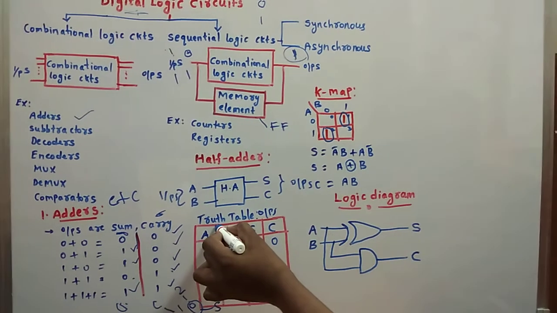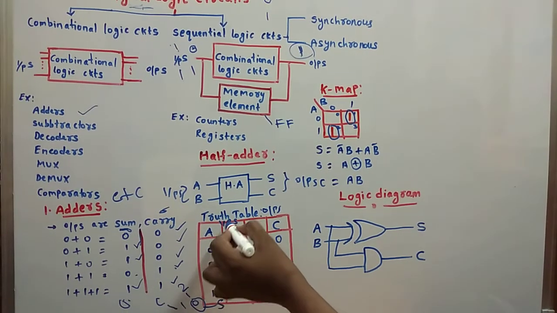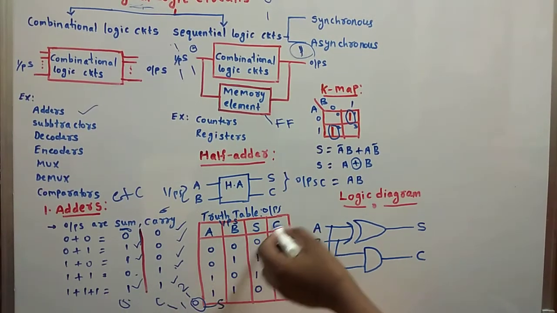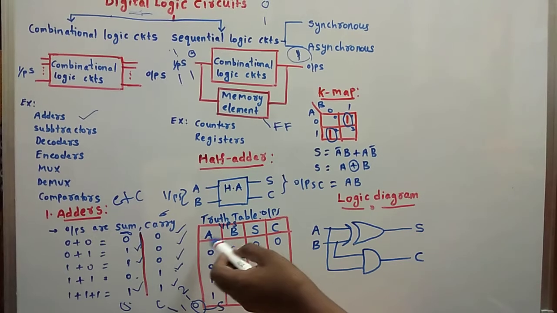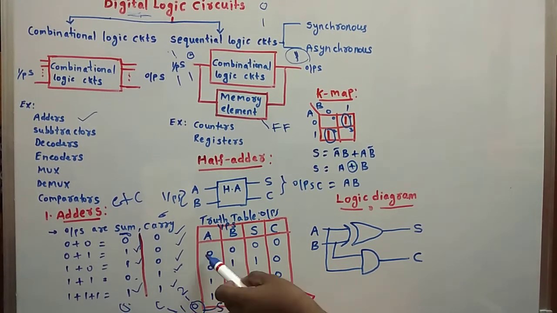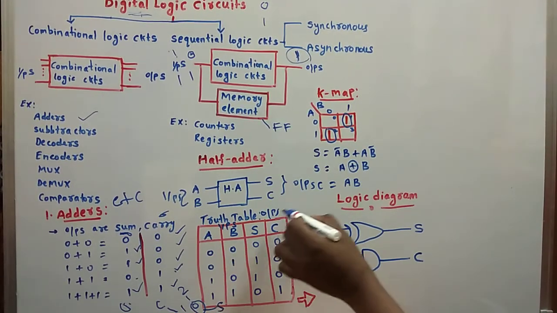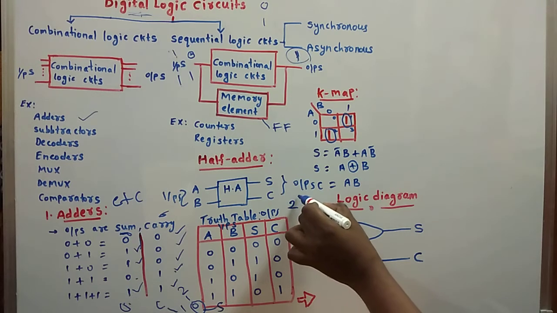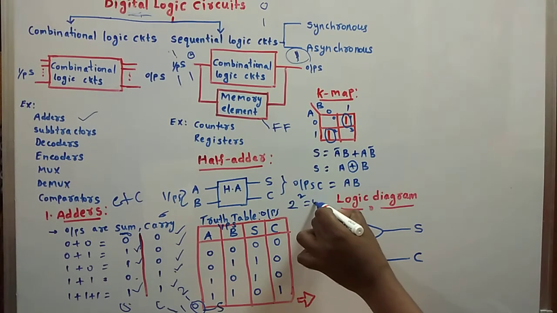Here you may write inputs. These are inputs, A B and S C. A B, 2 inputs we are taking. What are the total combinations? 0 0, 0 1, 1 0, 1 1. The formula is 2 power 2. 2 inputs means 2 power 2, 4 combinations.